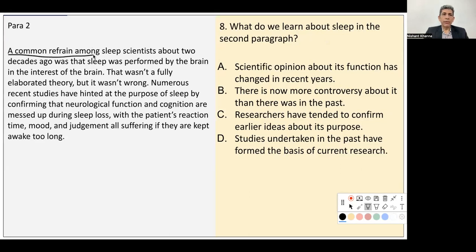A common refrain among sleep scientists about 2 decades ago was that sleep was performed by the brain in the interest of the brain. They mean to say that the brain wanted some rest. That wasn't a fully elaborated theory, but it wasn't wrong. It means that fine, it was there, but it was not a totally wrong theory.